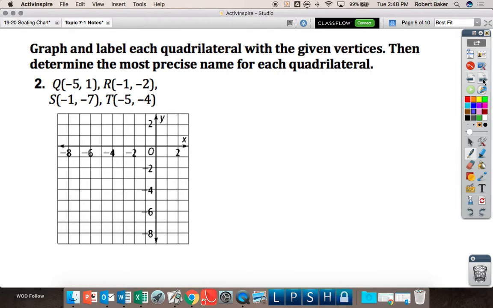Was it 4th grade? No, it wasn't 4th grade. Let's just call it 5th grade. 6th grade? Last year?